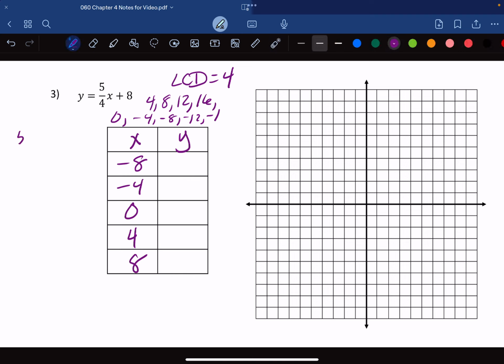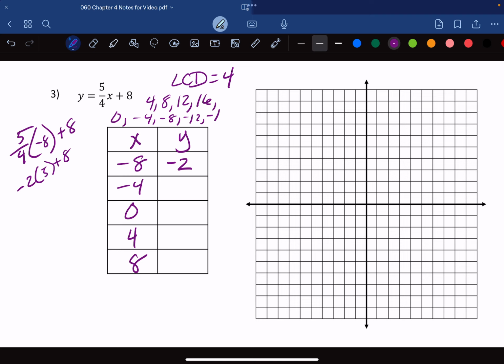So 5/4 times -8 plus 8. These will divide out, which would give me -8 divided by 4 would be -2, which is -2 times 5 is -10, plus 8 is -2.